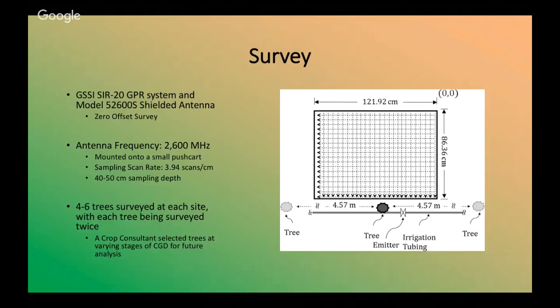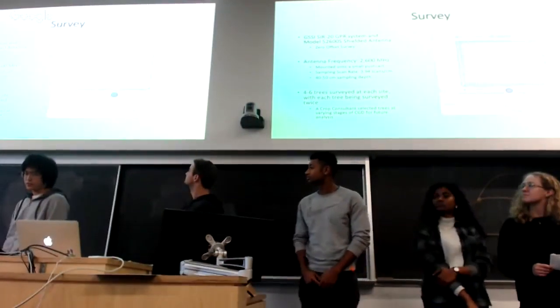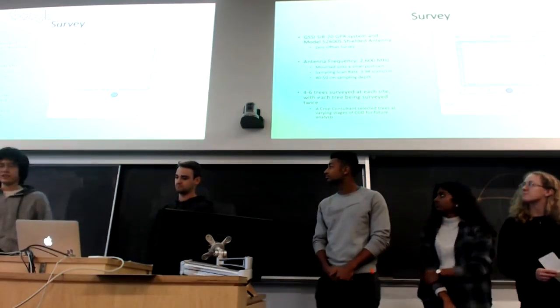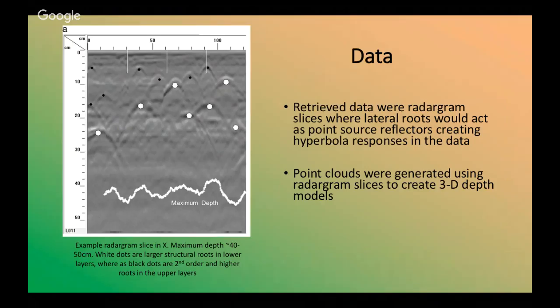Next slide, please. Survey: they used a shielded GPR device for a zero offset survey with antenna central frequency of 2,600 megahertz. This was mounted onto a push cart and wheeled around a grid of 120 centimeters by 80 centimeters, and it's done just in front of the tree. The data found that the greatest depth of survey is 40 to 50 centimeters. Based on the image above, the white dots are the primary tree roots, the greater tree roots, whereas the smaller dots are the secondary and tertiary tree roots.